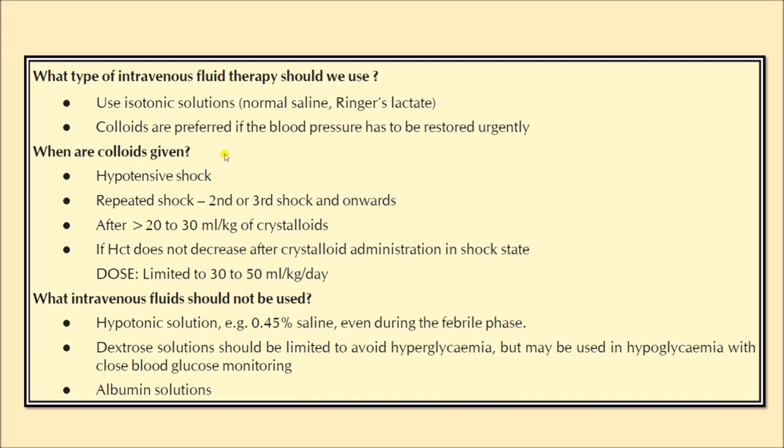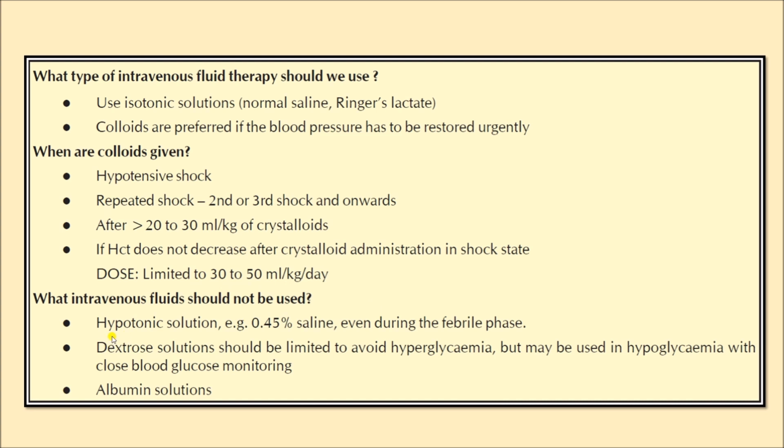What are the different colloids given and when are they given? Colloids can be given in case of hypotensive shock, repeated shock, that is second or third shock and onwards, after more than 20 to 30 ml per kg of crystalloid. So when crystalloid has been given but the condition is still not improving, we may need to shift to colloids, if the hematocrit does not decrease after crystalloid administration in the shock stage. The dose is limited to 30 to 50 ml per kg per day.